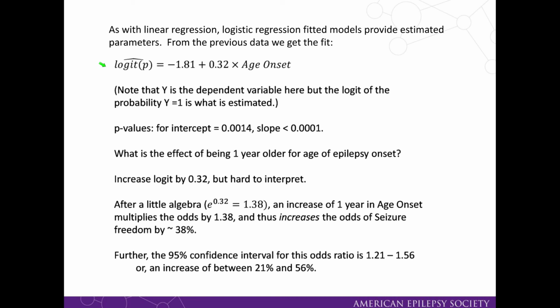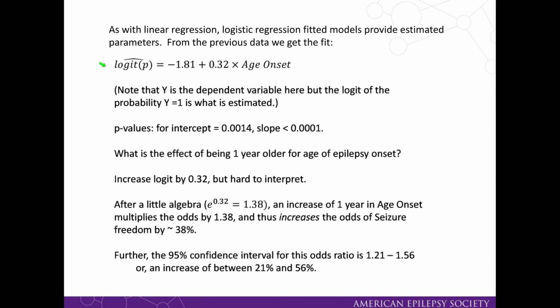Okay, so we do need to note here that the dependent variable is y still, which is 0 or 1, but the logit is what is estimated. So we estimate the log of the odds as minus 1.81 plus 0.32 times the age of onset. So that's the log of the odds of being seizure-free after 1 year. It's a mouthful. The p-values for the intercept are 0.014, and the slope is less than 10 to the minus 4. Well, that's all well and good. What does it mean? You're all saying.